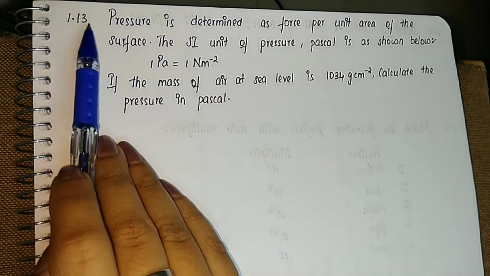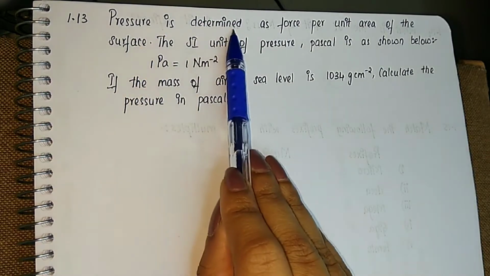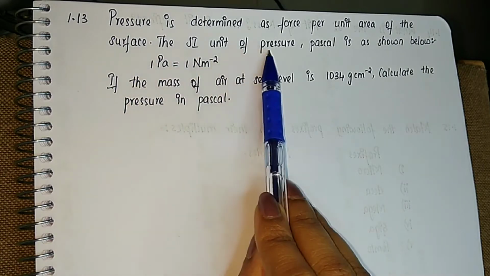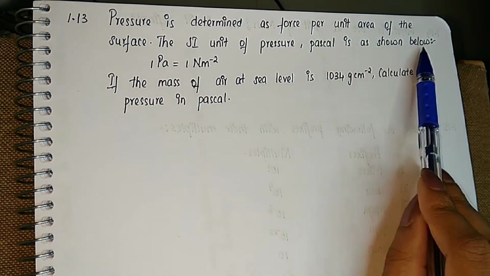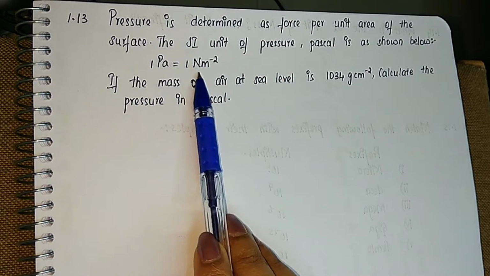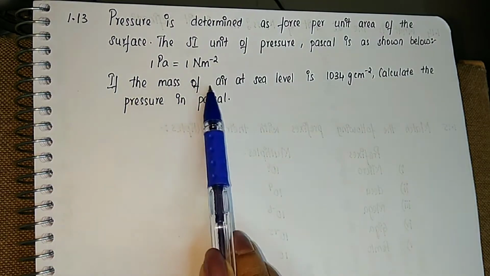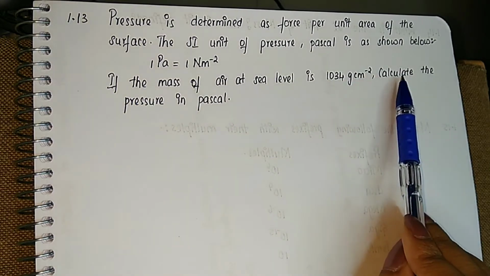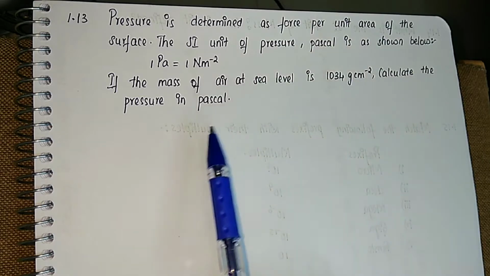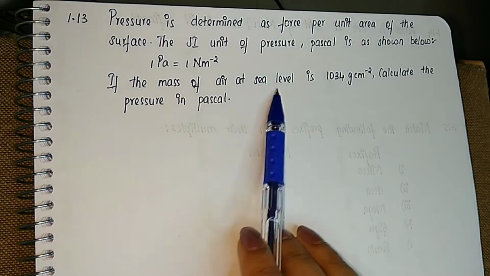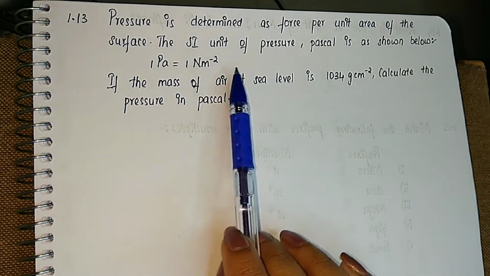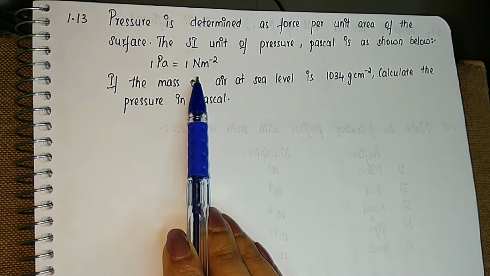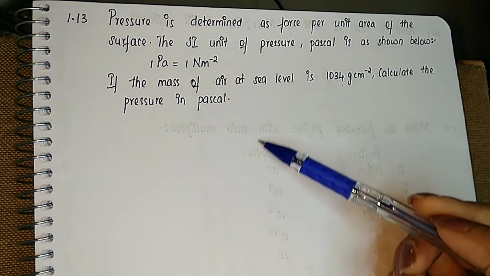So students, question number 1.13. Pressure is determined as force per unit area of the surface. The SI unit of pressure, Pascal, is shown as below, where 1 Pascal is equal to 1 Newton per meter square. If the mass of air at sea level is 1034 gram per centimeter square, calculate the pressure in Pascal. So here, basically, you need to find out what the pressure is in terms of Pascal. So we will be using these values to do this.